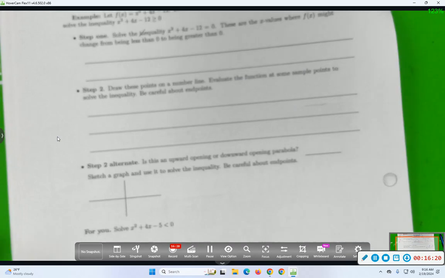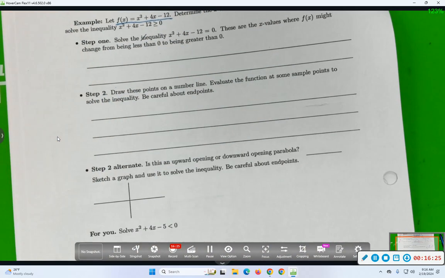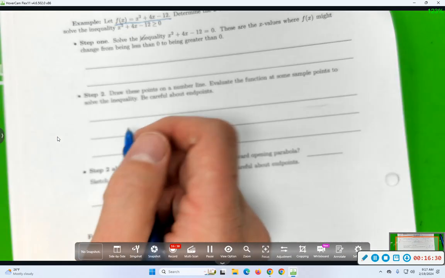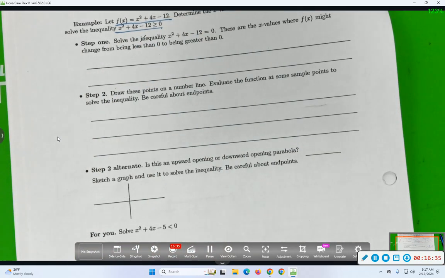Here's an example. Let's consider the polynomial function f of x equal to x squared plus 4x minus 12. Let's determine the x values that result in f of x bigger than or equal to 0. That is, I want you to solve that inequality. As we explored last time, the tools we have for solving degree 2 polynomial equations don't immediately extend to inequalities. But if you can solve an equality, then you can do a little bit more to solve the inequality. So, step 1, erase the inequality, replace it with an equal sign, solve that.